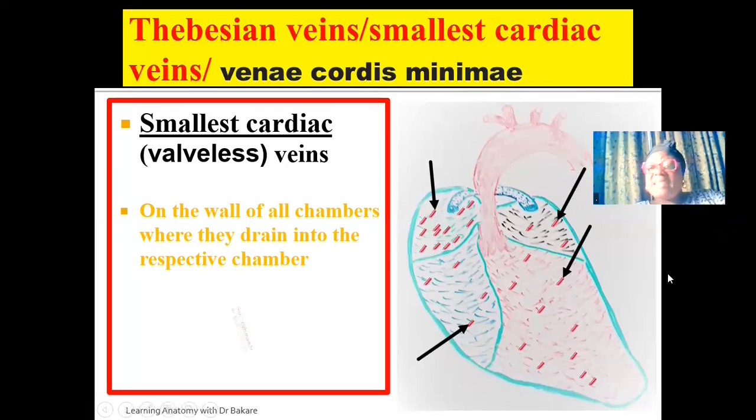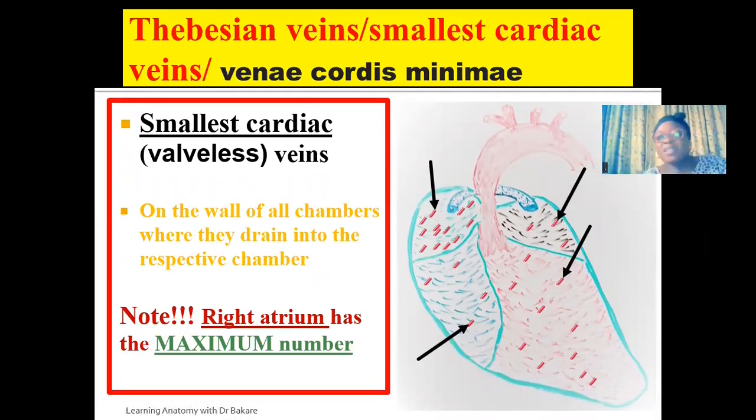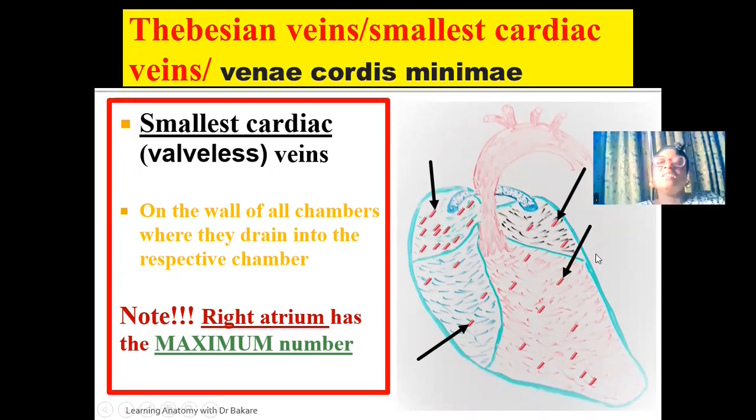Also, for us to add that on the wall of the right atrium, we have the maximum number of Thebesian veins. And this is logical and also understandable because the venous blood or the deoxygenated blood is normally drained into the right atrium. And that is why you see that the wall of the right atrium is seen with the highest number of Thebesian veins. Just for us to also know this in case we are asked during examination.